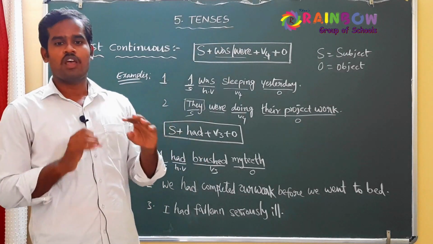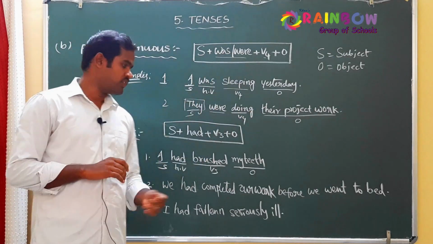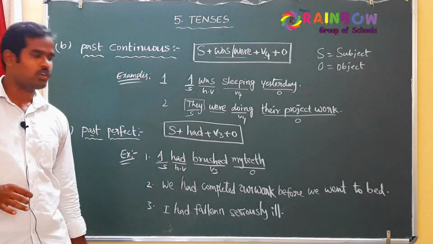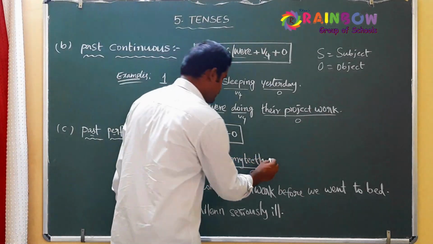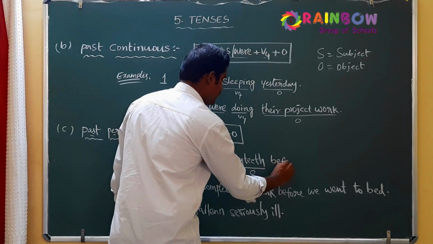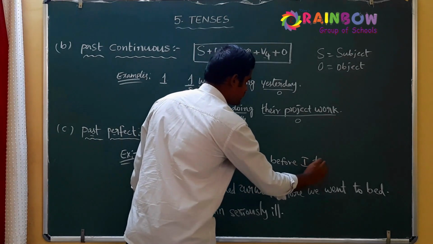Suppose two actions are already finished in the past. Let us consider this statement: I had brushed my teeth. Already this action is over. Now I will add another sentence to this: I had brushed my teeth before I took my breakfast.